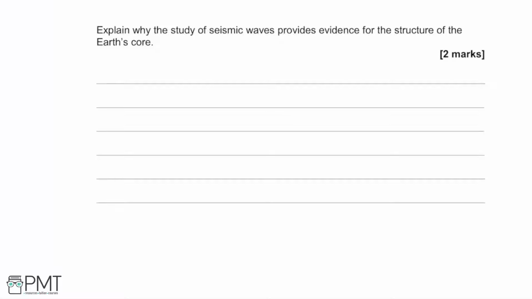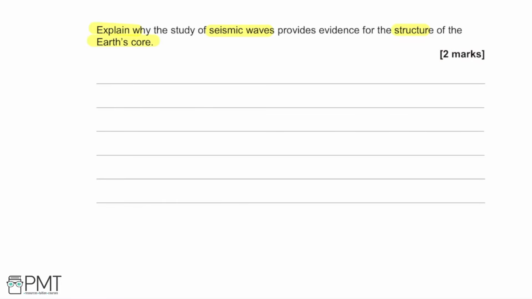So this part of the question is also going to only be assessed on the higher tier paper, but again, we're going to have a look through it and see what answer we'd come up with for this question. I'm now asked to explain why the study of seismic waves provides evidence for the structure of the Earth's core. And this question is worth 2 marks, so I'm just going to make sure that I outline 2 main points here.